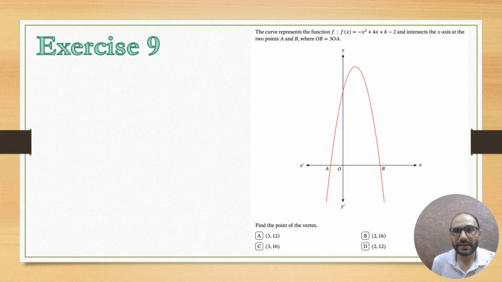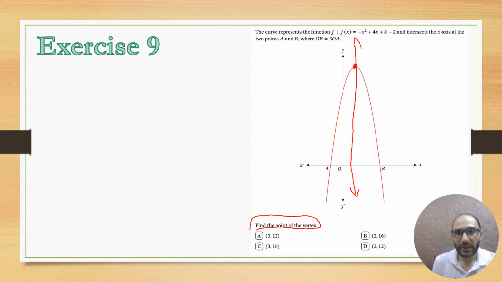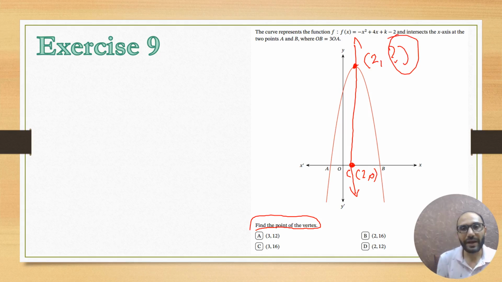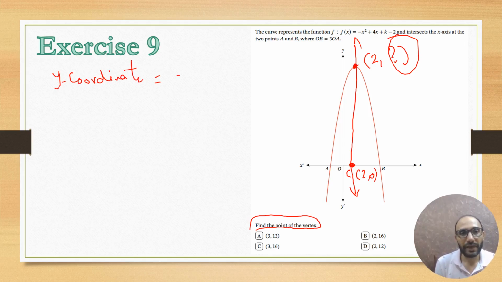Now in exercise 9, the same as the previous example, the required here is to find the point of the vertex. We said that this vertex point, its x coordinate is the same as the x of point C, which was 2 and 0. So it's 2 and another value. We want to find this value. From the rule of the vertex point, the y coordinate of the vertex point of the curve of any quadratic function can be found out of f of negative b over 2a, which is f of 2.